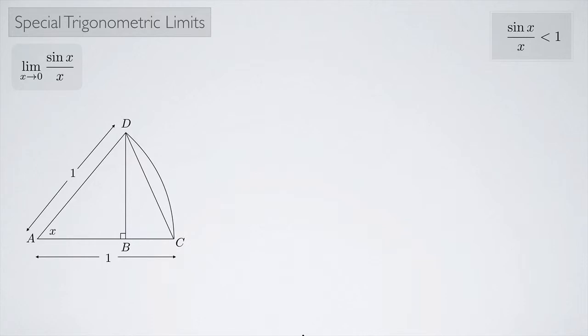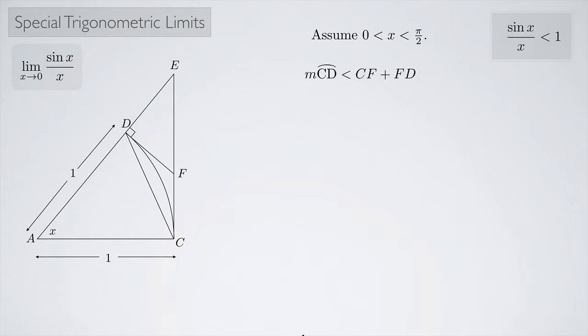So I'm going to get rid of this line that goes down, that perpendicular line, and instead I'm going to extend this out and make a larger triangle. And then I'm going to add this line here to make another right triangle. And so I'll label this point E and this point F. And again, remember that x is assumed to be between 0 and pi over 2. Okay. So the measure of arc CD is less than CF plus FD. Well, let's look at that. Here's arc CD, and then CF plus FD. Yes, that does appear to be larger than the arc.